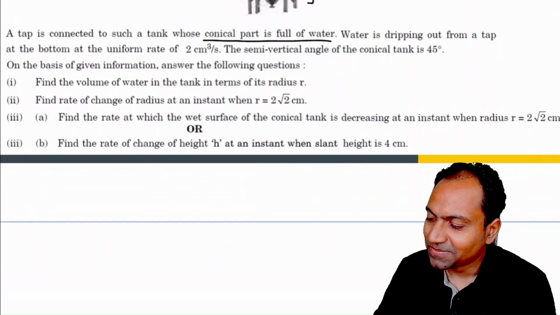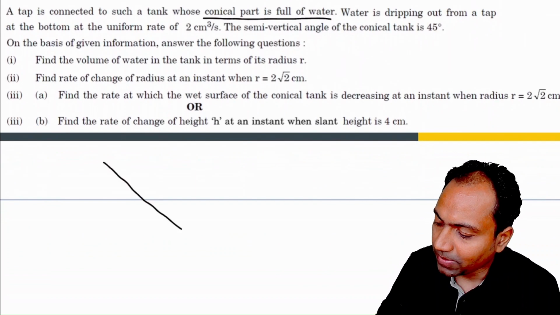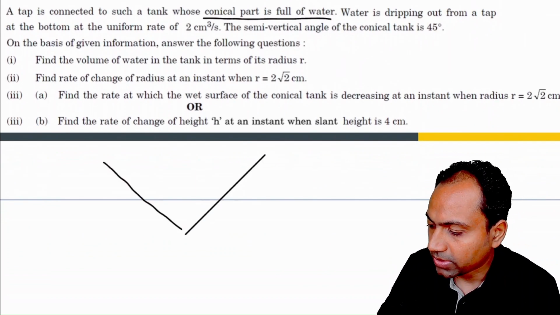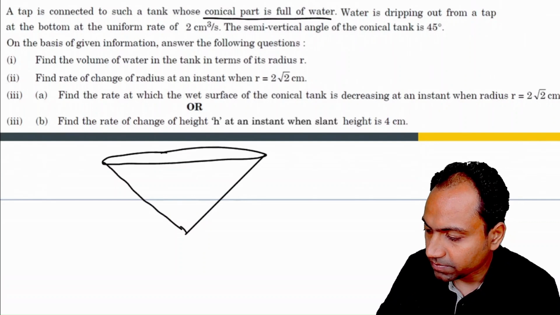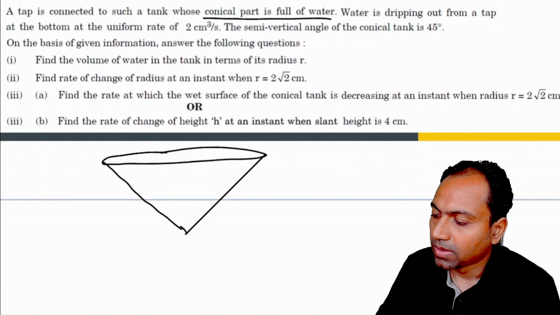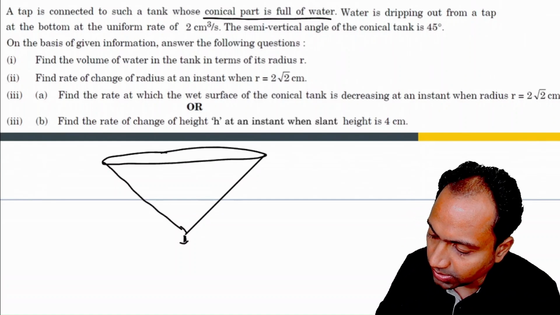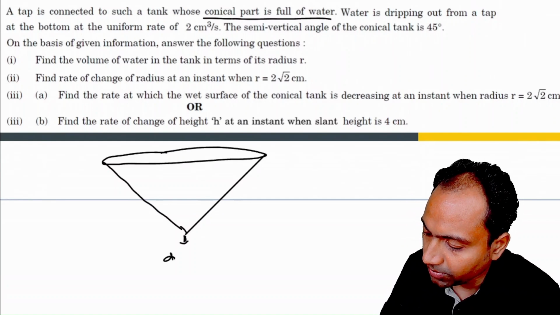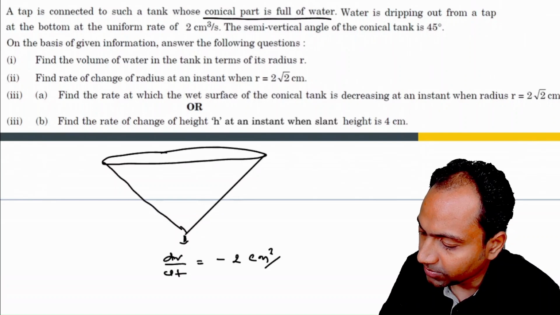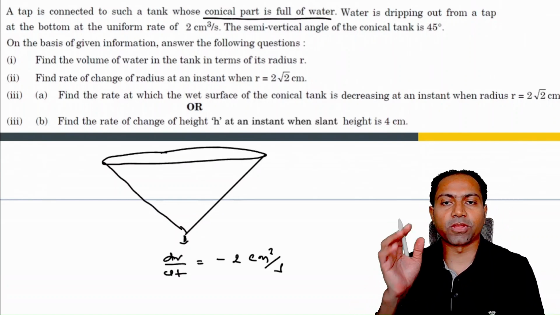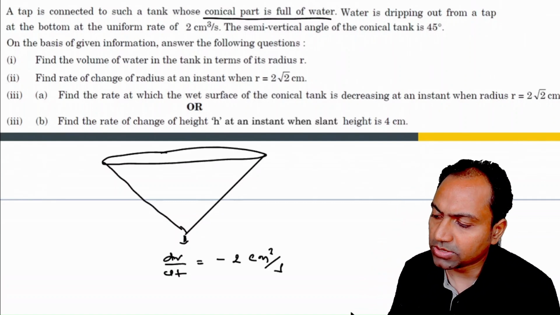So if I look into this conical part that is given to us, there is a tap below here, and there is an opening like this. So what they're saying is this part is full, initially at least. And now water is coming out of here, and the water is coming out at a uniform rate. So what is happening is the volume at which the water is reducing is nothing but minus 2 centimeter cube per second. Since it is reducing, I am putting a negative sign into it. So this is the first thing that is happening.